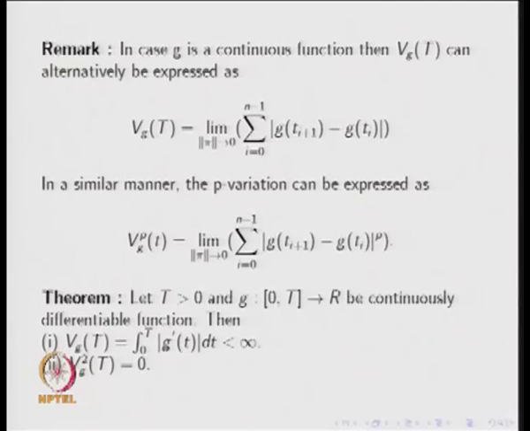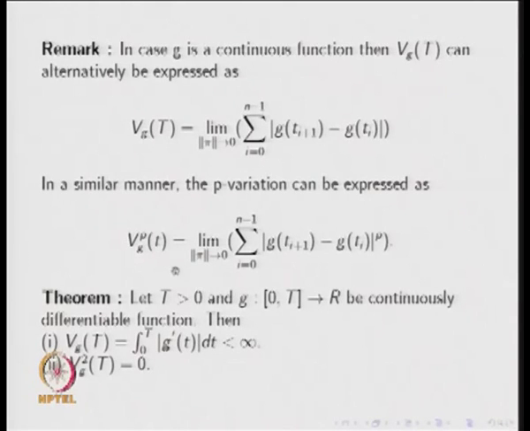In a similar way, the p variation V_g^p(t) can be expressed as the limit, as norm of pi tends to 0, of the similar expression with the absolute value raised to the power p. If g is a continuous function, then the supremum is replaced by the limit. Later in this video lecture, you will see how to calculate the second order variation, known as the quadratic variation, for Brownian motion. In finding the quadratic variation of a Brownian motion, g(t) will be replaced by W(t), and the limit will be taken in the sense of a limit of a sequence of random variables.